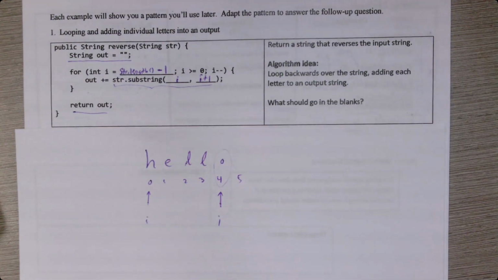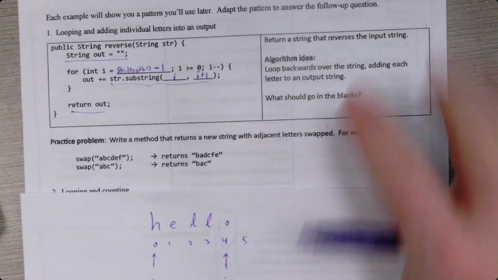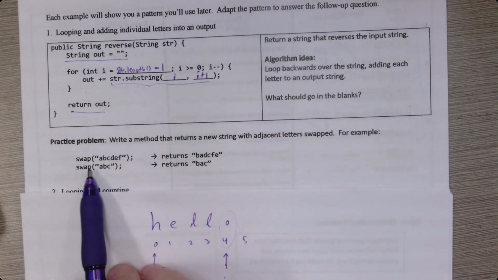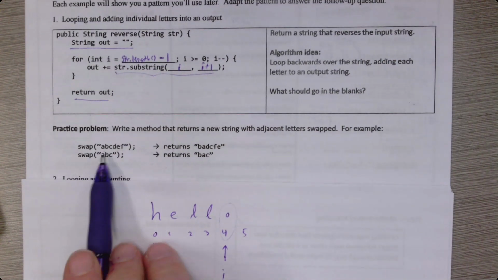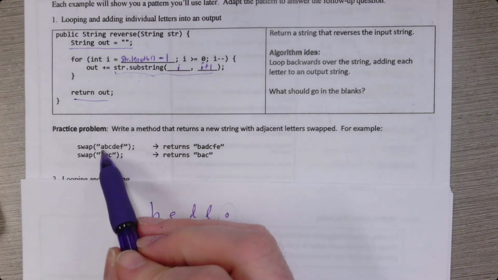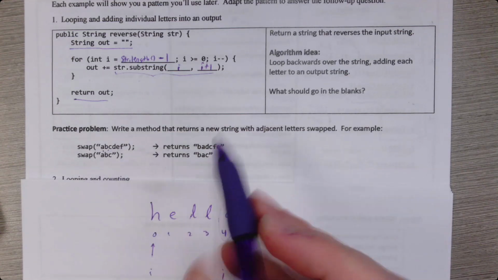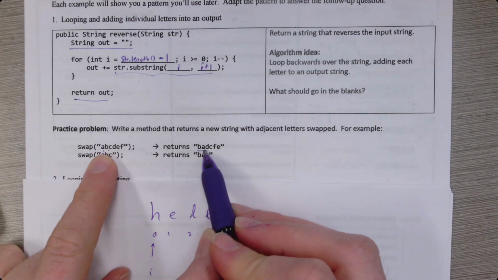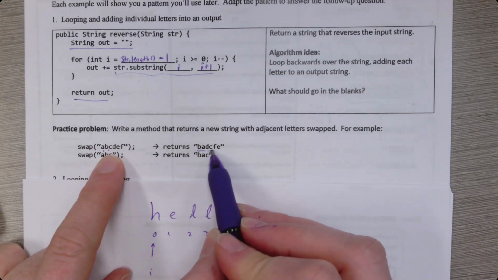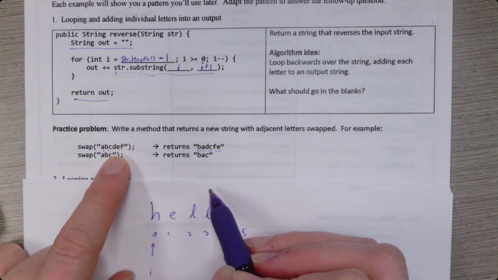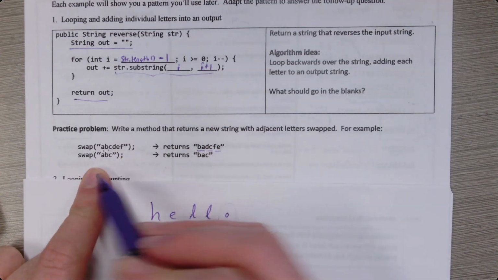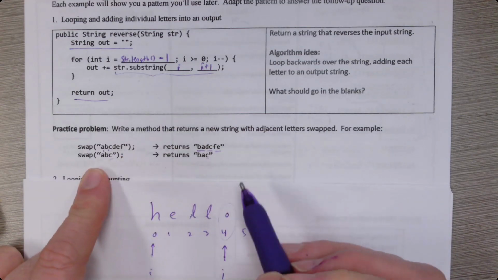Let's try and apply that same idea to a practice problem. We're going to define swap, where we want to swap adjacent pairs of letters. So A, B, C, D, E, F, the A and the B swap, the C and the D swap, the E and the F swap. If you have an odd length string, then it just won't do anything with that final letter.